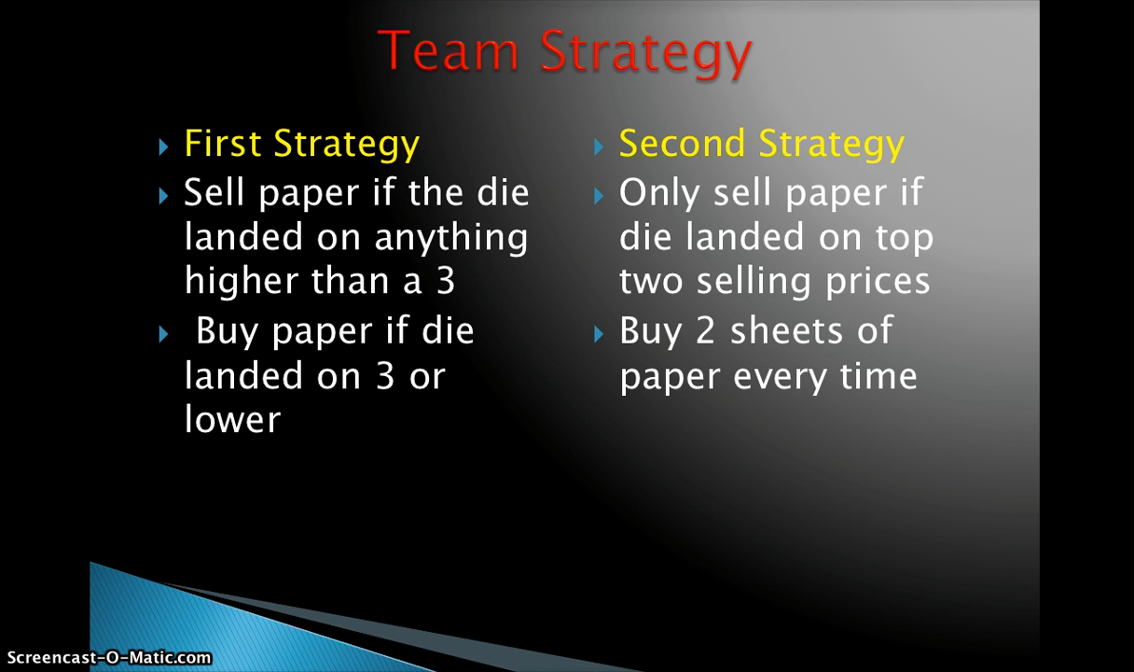Our team had a couple of strategies. Our first strategy was that we decided to sell paper if the die landed on anything higher than a 3. Also, we made sure to buy paper if the die landed on a 3 or lower. Our second strategy was only to sell paper if the die landed on top 2 selling prices. After running out of paper, we decided to buy 2 sheets of paper every time, no matter the price.